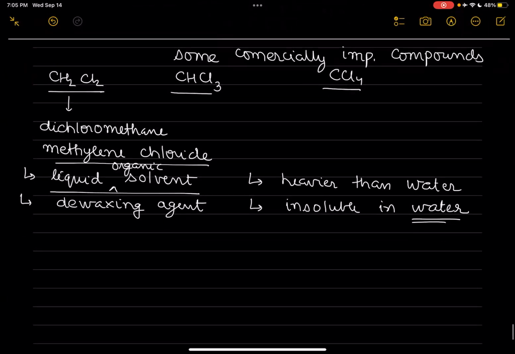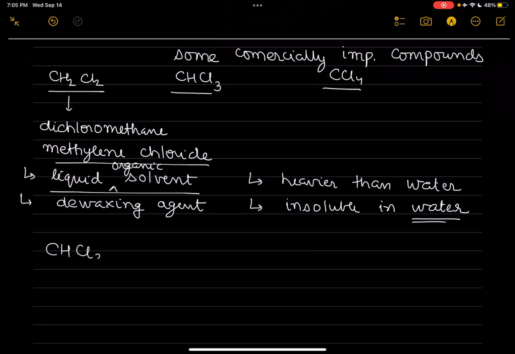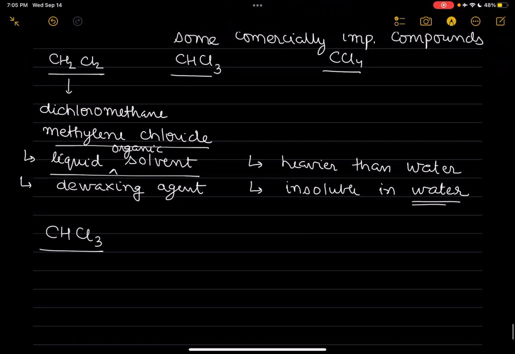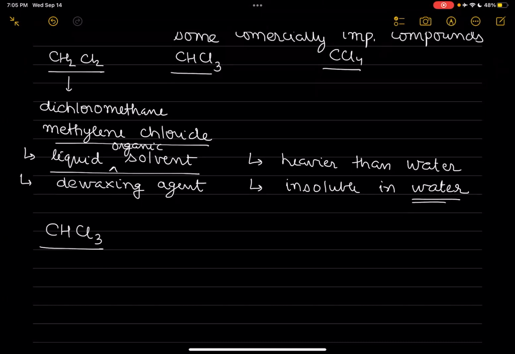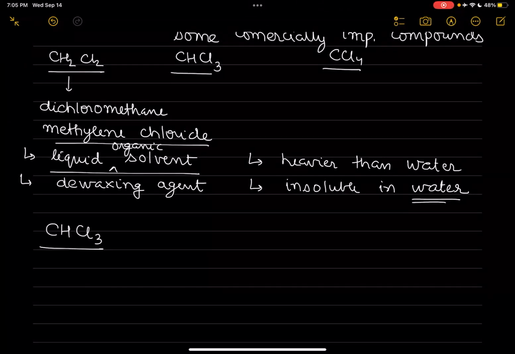Let's move to the next compound, which is CHCl3. Very, very important. What is its common name? Sir, ethylene trichloride. Right? Yeah, there is also another common name to it, other than this.